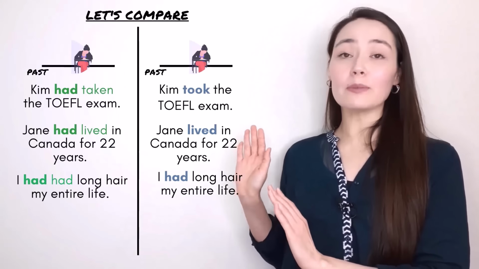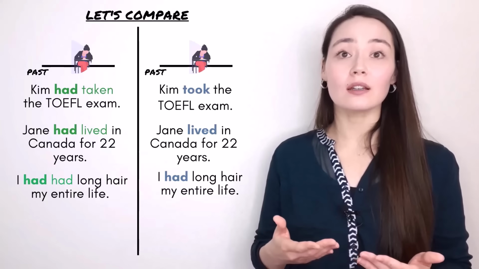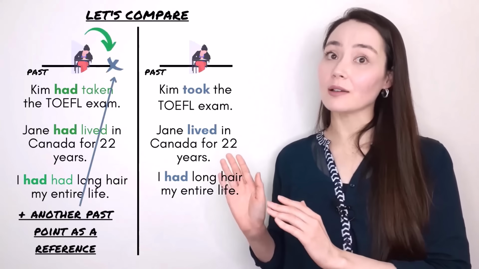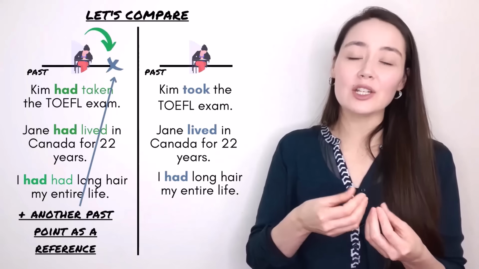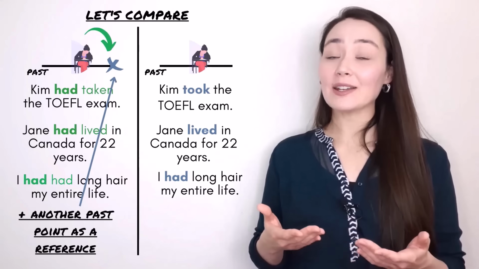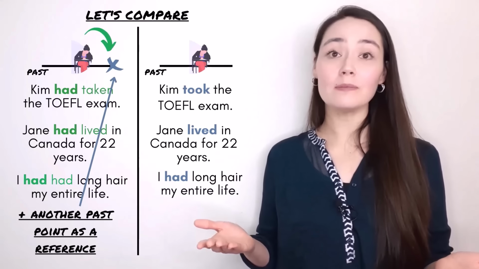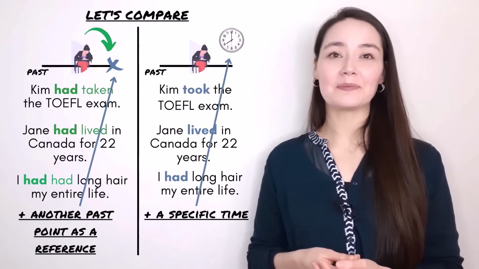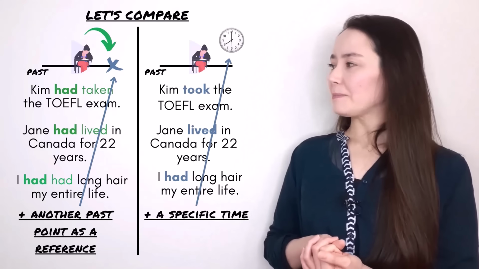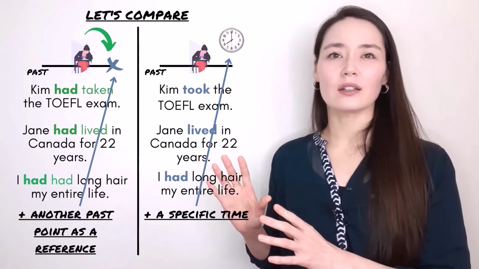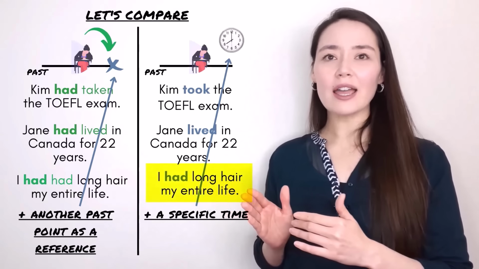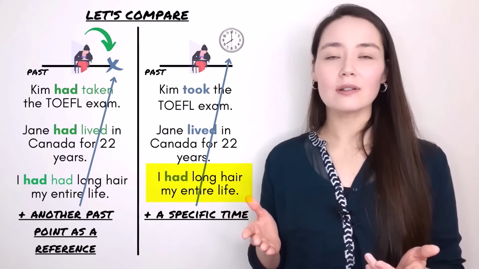So in these examples here, a few things are missing. In the past perfect column, we don't have that other past action as a reference. And what am I missing in my past simple column? The specific time. But something doesn't feel right. I had long hair my entire life? Past simple?